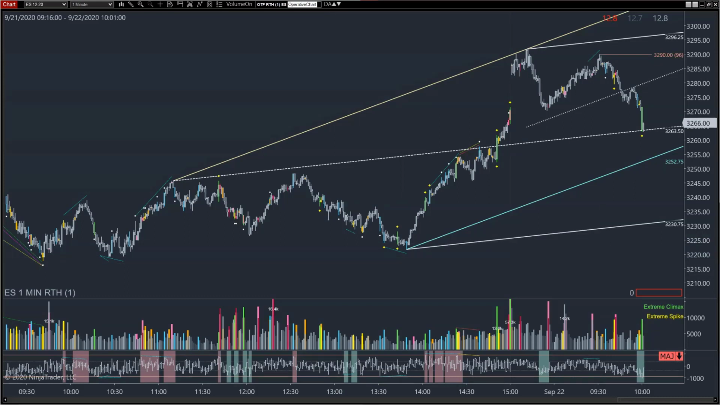I've got a long signal on the row 2, which means this is at least a setup on the 10-minute chart, but it's also a setup on the 1 minute. So it's going to show up on the row 1 as well. And that's what I want to get into today. And it is indeed.